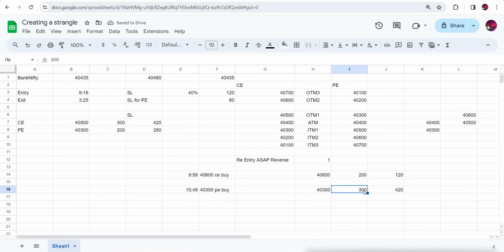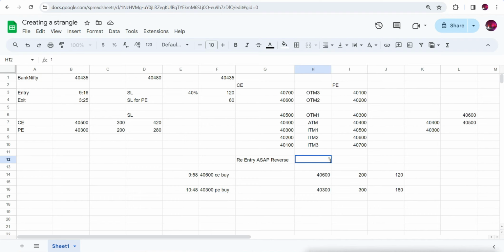So put option buy, and here it will select the 44,300 strike. Assume at that time the price was 300. And stop loss will be the same as what we selected in our strategy, that is 40% of our entry price. So 40% of the entry price is 120 points. So our stop loss will be at 180, because it is a buy position, 300 minus 120 points.